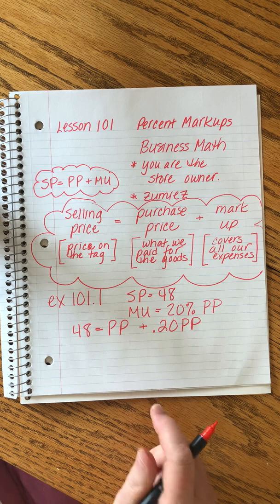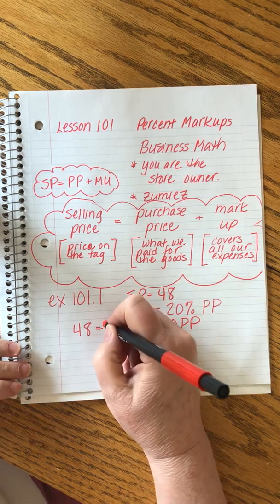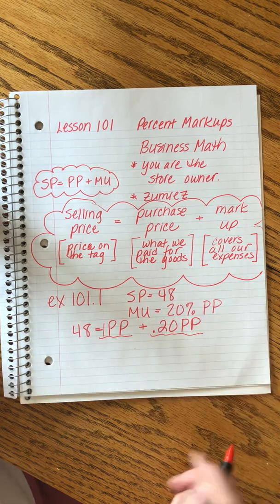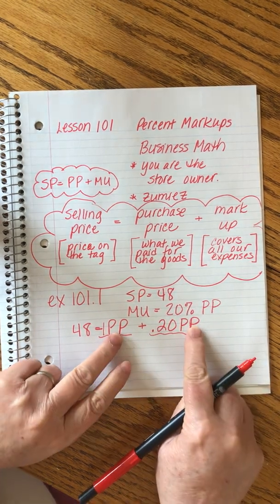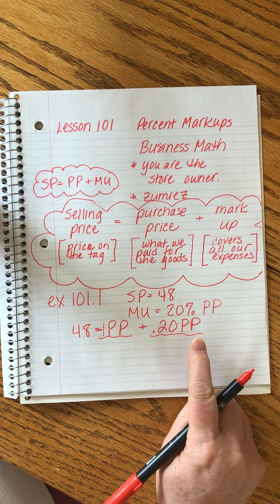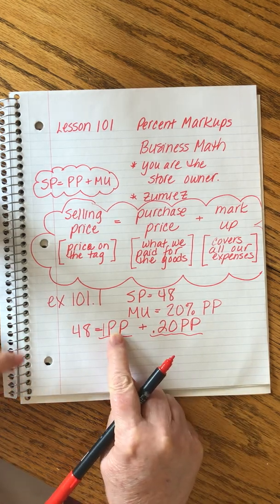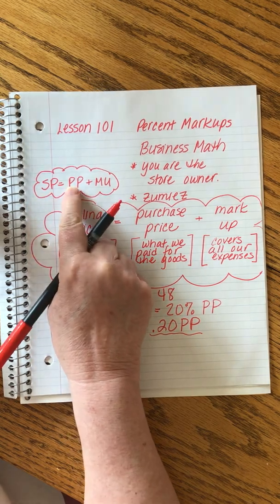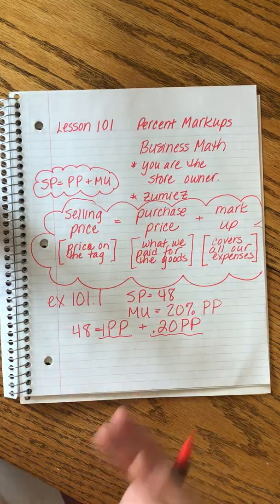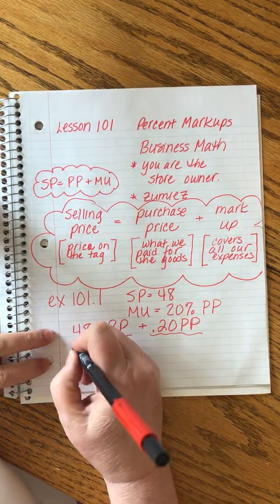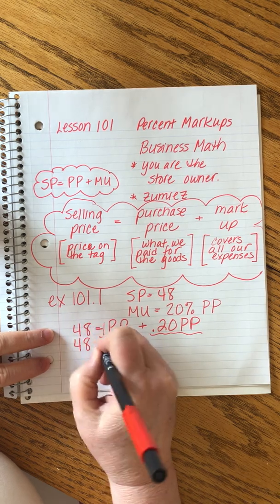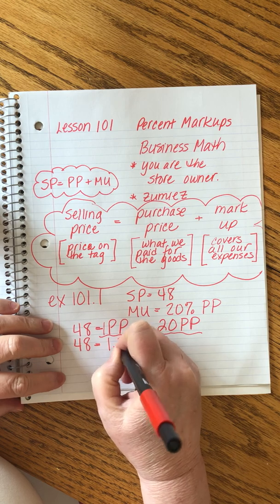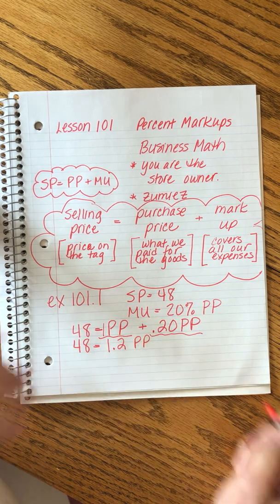Well, we recognize that there's an invisible 1 in front of this, and we can add these as like terms because they're both purchase price. And by the way, these don't represent two different variables. We're using two letters for each variable, right? SP equals PP plus MU. We're just using two-letter variables. So we can add those together. 48 equals, look, 1 plus 0.2, 1.2 times the purchase price.